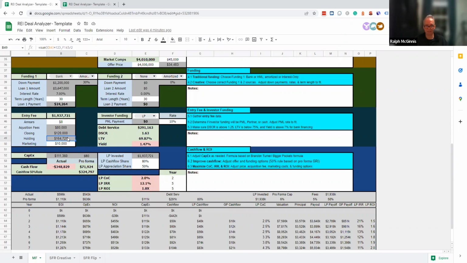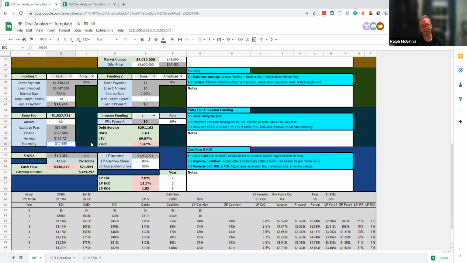So that would be a separate account specifically for those holding funds. And they do the same thing with CapEx expenses, maintenance expenses. It's something that they're going to want to see to make sure this is a good deal, that you're setting aside money for these expenses and you're not going to come into a problem. So the holding cost is typically 6 months of your mortgage payment.